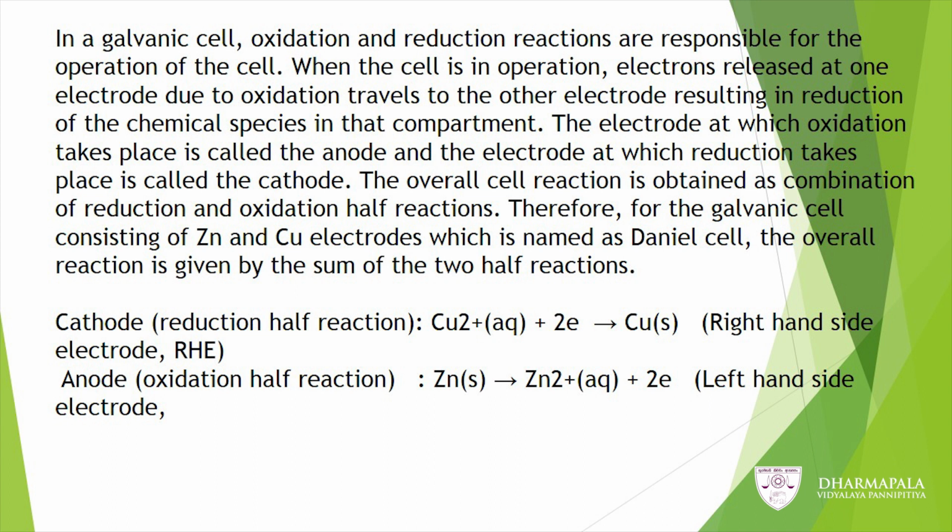So, here the cathode reaction is given. It is a reduction half reaction. So, the cathode is at the right hand side. In the reaction, Cu2+ gains electrons to convert into copper solid. There you can see the Cu2+ is reduced to copper solid. Anode reaction: zinc solid converts into Zn2+. The anode is at the left hand side. There you can see zinc has oxidized to Zn2+.